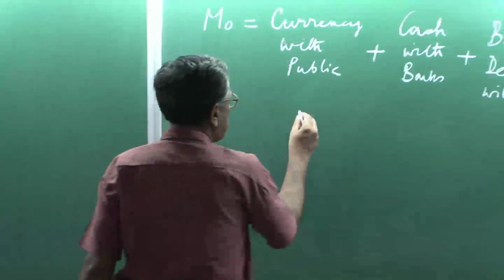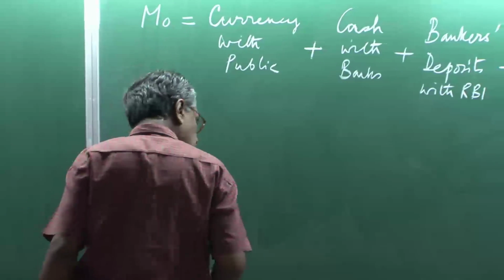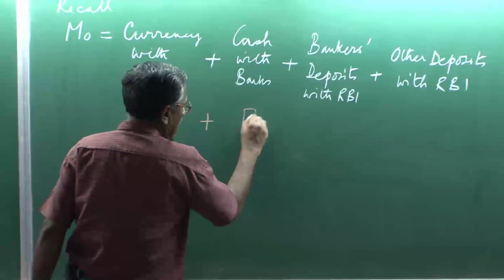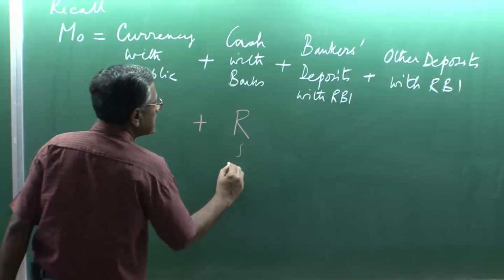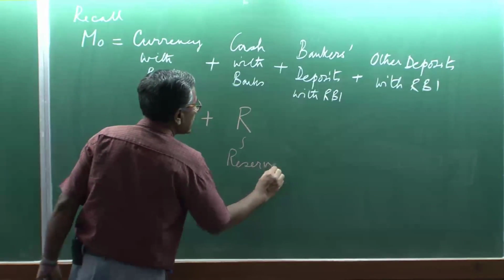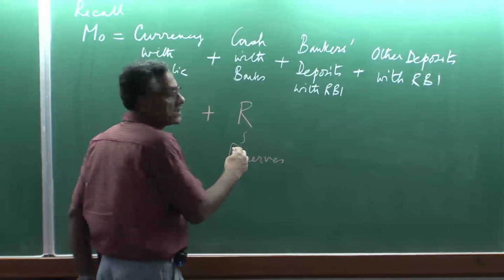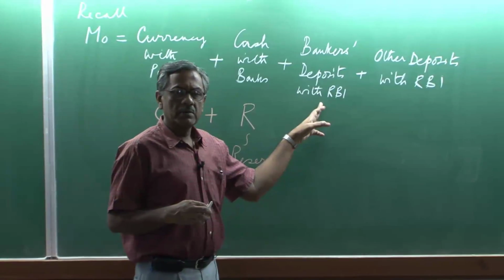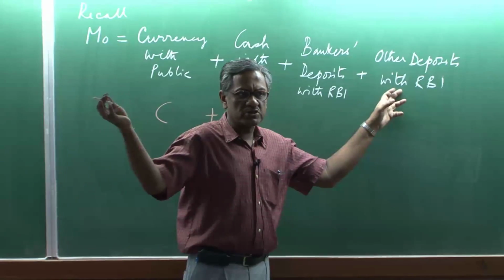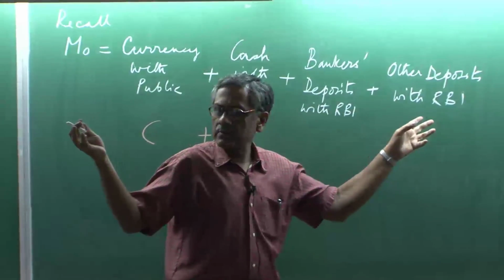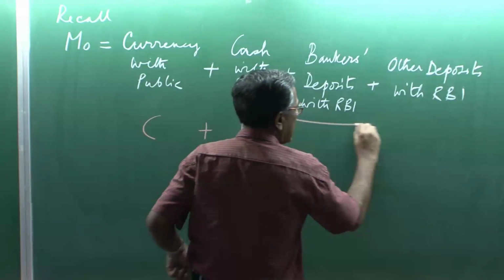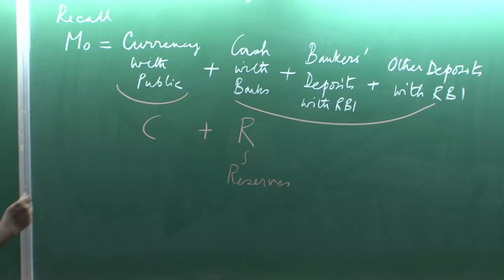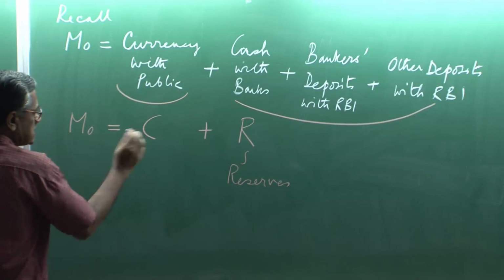Let us call currency with the public's this variable C, and this entire thing R, where R is reserves. I am going to call them reserves. Reserves contain how much cash the bank has, how much of the bank's cash is with the RBI, plus some cash of other institutions, international institutions, lying with RBI. So, I am going to call this entire thing R and this thing C. So, I am going to define M naught equal to C plus R.